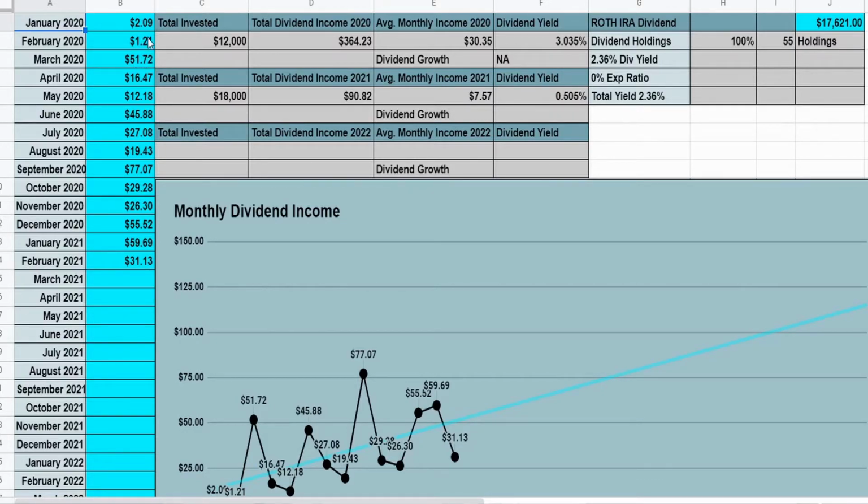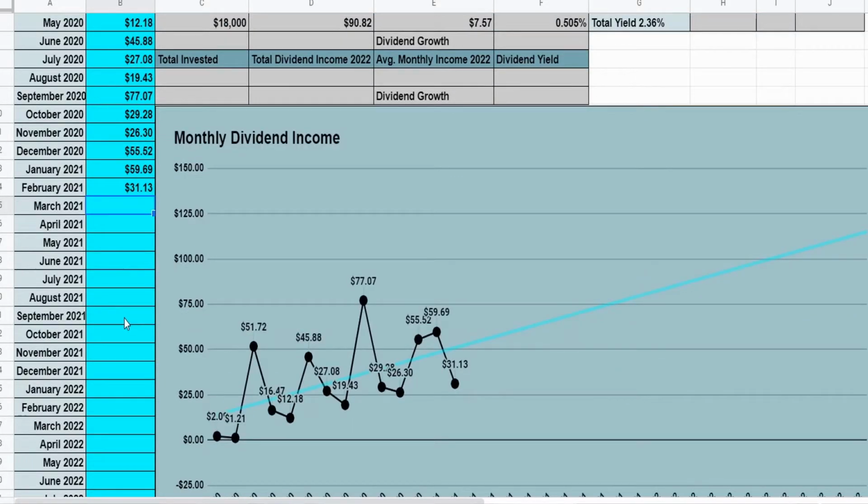If you look at February, $31.13. What I'm pretty excited about is seeing what the payout will be in March, because in March of last year in 2020, I got paid $51.72. So hopefully in March 2021, it will go up. Just kind of going over this little spreadsheet.